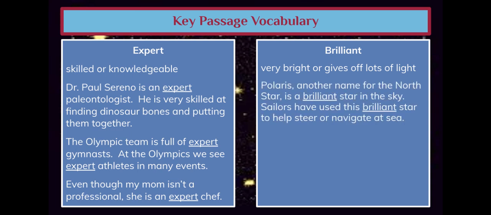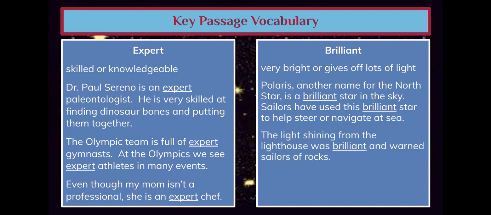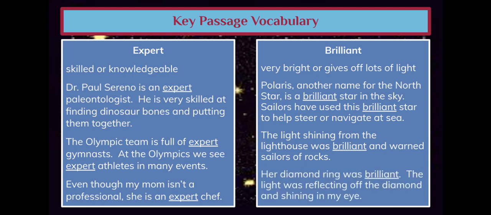Polaris, another name for the North Star, is a brilliant star in the sky. Sailors have used this brilliant star to help steer or navigate at sea. The light shining from the lighthouse was brilliant and warned sailors of rocks. Her diamond ring was brilliant. The light was reflecting off the diamond and shining in my eye.